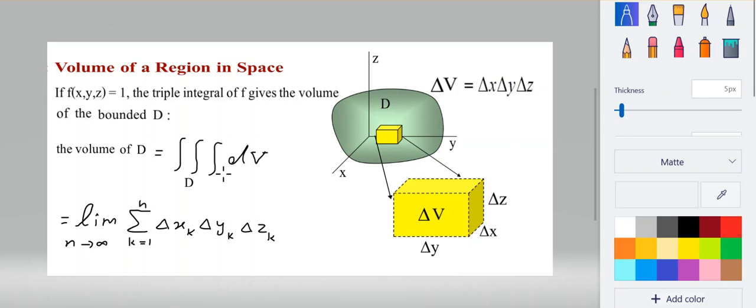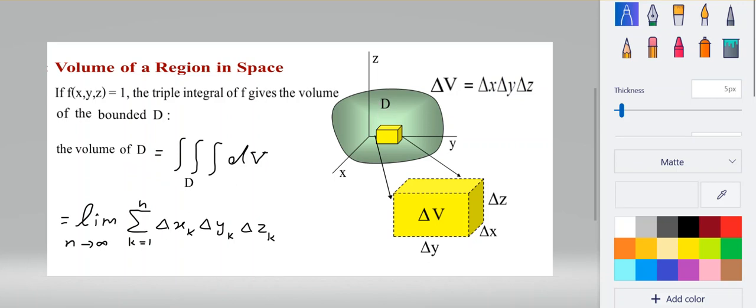But when we take the limit, they are going to cover the entire region D. So that's why the triple integral of 1 dV on D equals the volume of D. So this is how we apply the triple integral to find the volume of a bounded region in three-dimensional space.